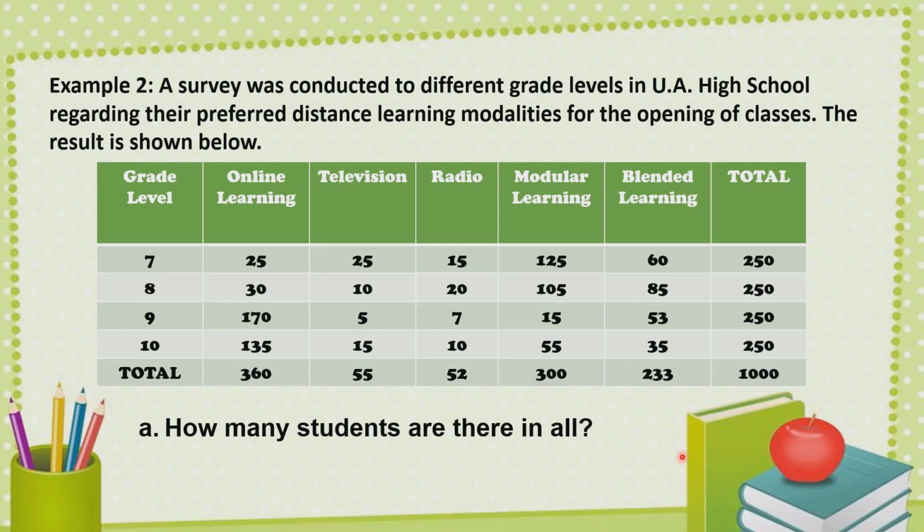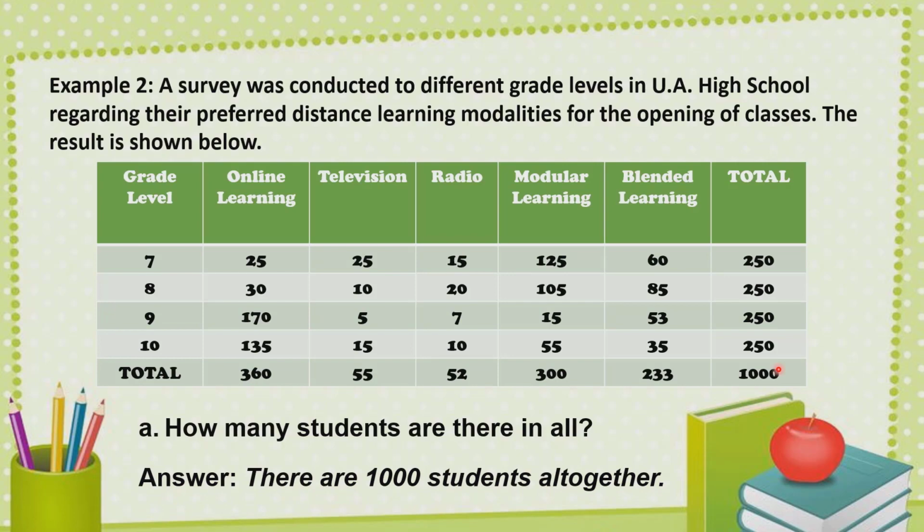How many students are there in all? We can see here in the total, there are 250 students for grade 7, for grade 8, for grade 9, and for grade 10. So, there are 1,000 students altogether.